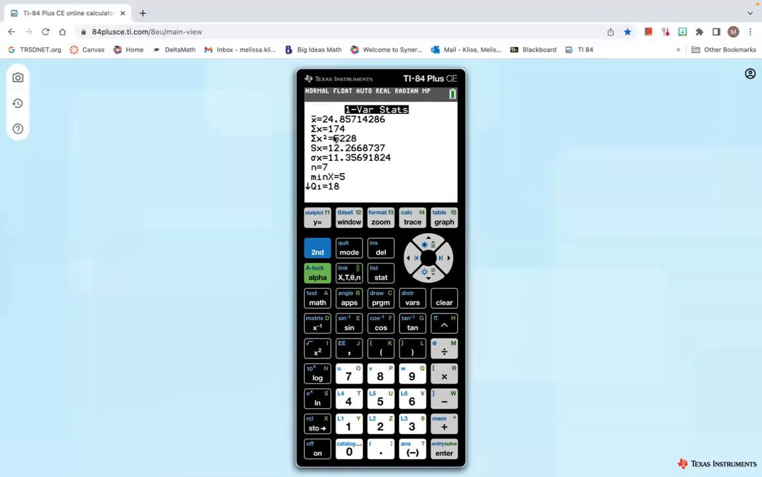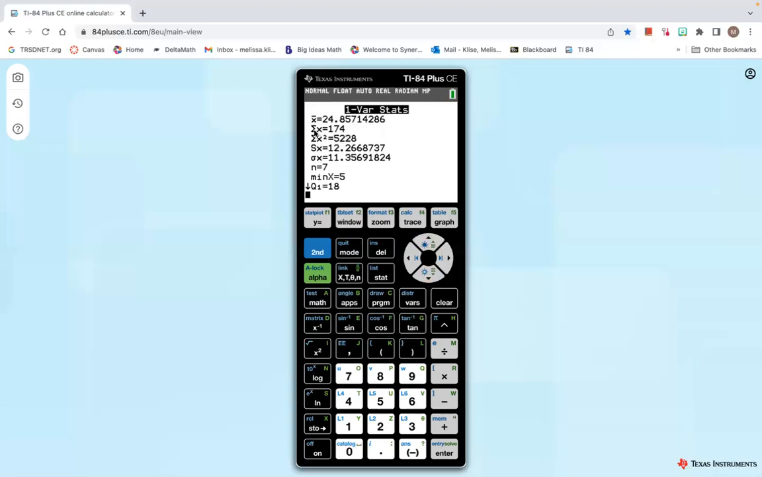Okay, so x bar, that is the mean. Our TI-84 automatically decides that it is a sample just because that's what the TI-84 does. But if you know it's a population, remember population and sample mean are calculated exactly the same way. So our mean was 24.9. This is 24.9. It's the same thing we had.